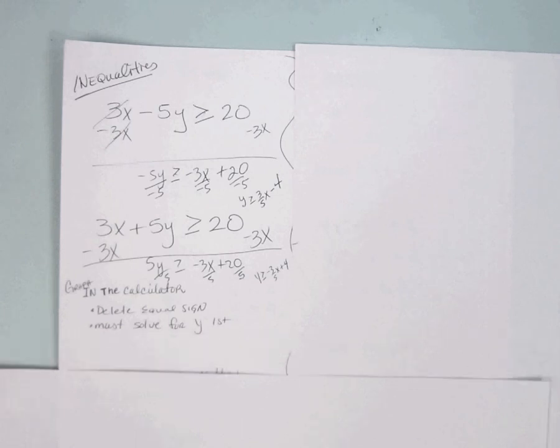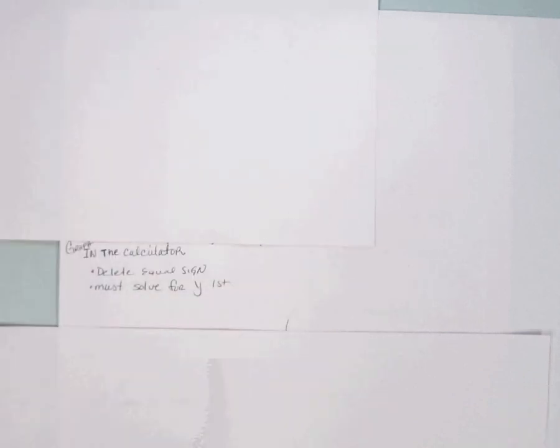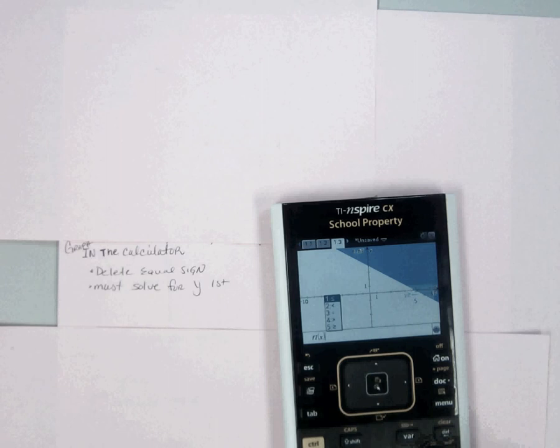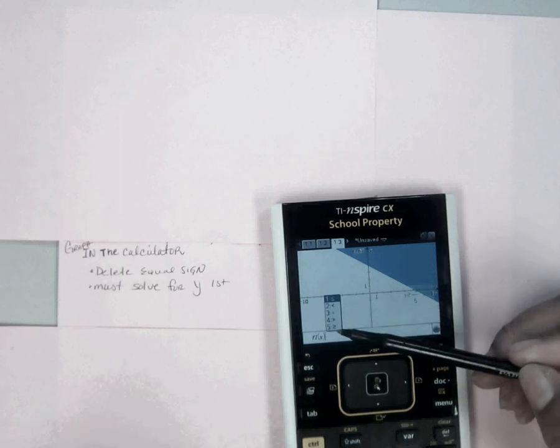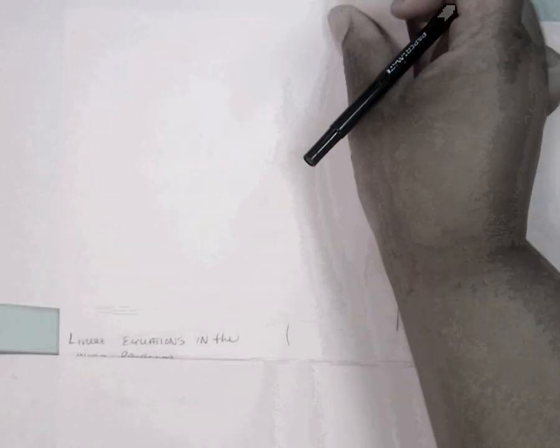In the calculator, let's review how to graph, and review deleting the equal sign. And we've already talked about solving for y. So one more time. Tab, delete the equal sign. There are your options to do inequalities, to graph inequalities. All right, remember you're going to be in the graphing screen on the calculator. Okay, what's next?